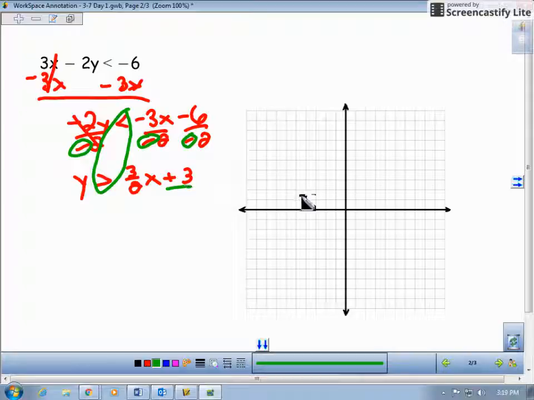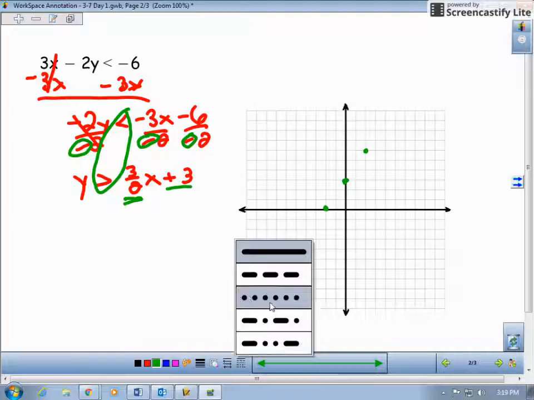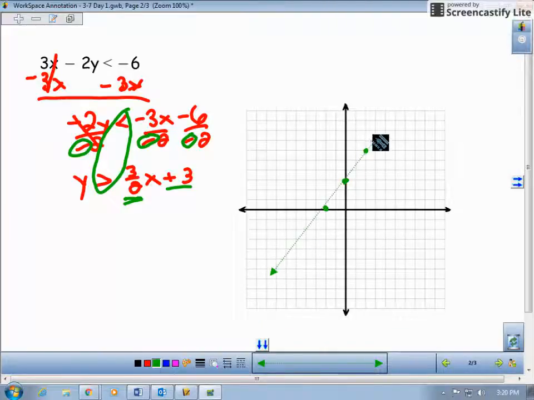So I'm going to start with 3, the y-intercept. My slope is 3 halves, so that's up 3, right 2, or down 3, left 2, just to give me another point here to help guide my line that I'm drawing. And this one, guys, is going to be a dotted line. Why is it going to be dotted? Well, because it doesn't have the or equal to here.